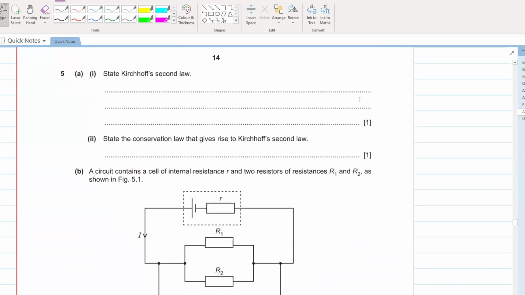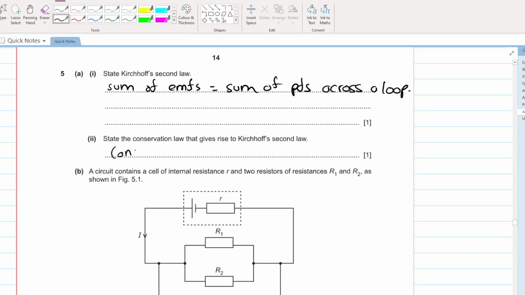State Kirchhoff's second law. What was Kirchhoff's second law? Sum of electromotive forces is equal to the sum of potential differences around a loop. Sum of EMFs is equal to the sum of potential differences across a loop. Simple. State the conservation law that gives rise to Kirchhoff's second law: conservation of energy. Simple as that. Let's further move ahead.